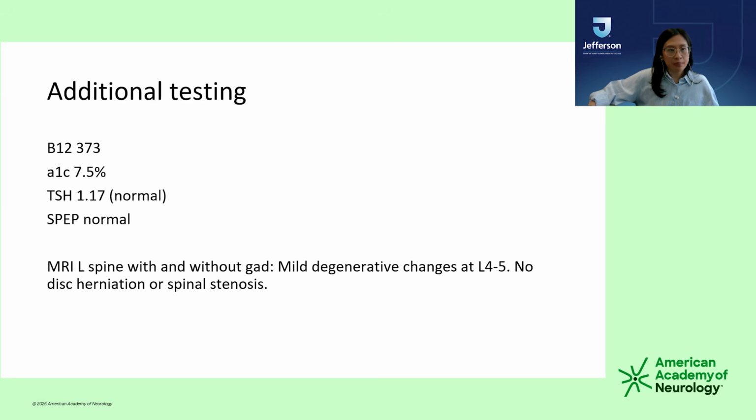He did have some additional lab testing which showed a borderline B12. He did have an elevated A1C; thyroid and SPEP were fine. And then he had some additional MRI L-spine imaging, which showed some mild arthritic changes, but nothing that really explained his symptoms. So then he got an EMG.